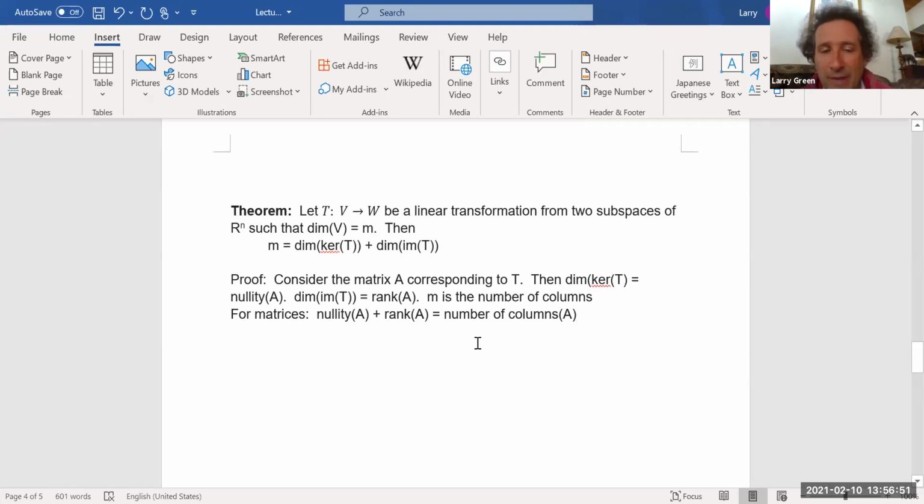Because we had this already. We already proved this theorem for matrices that the nullity plus the rank is the number of columns. And so it corresponds to the same thing for linear transformations. But there's just different language for the same thing. Any questions on this?